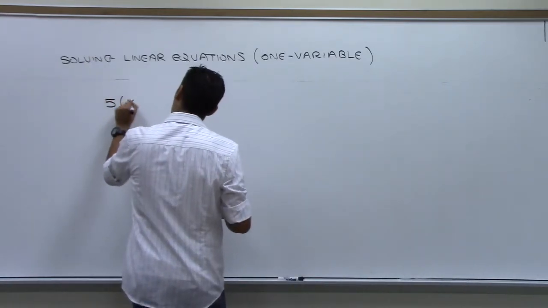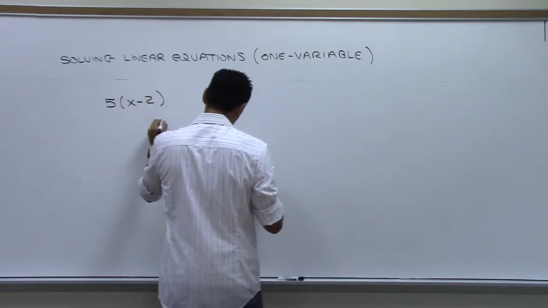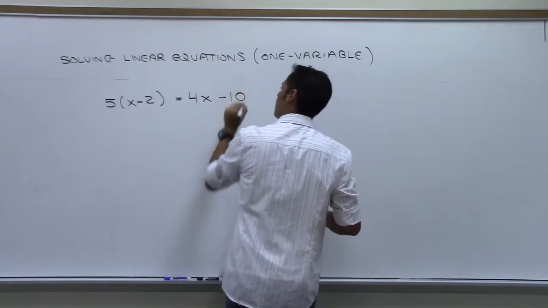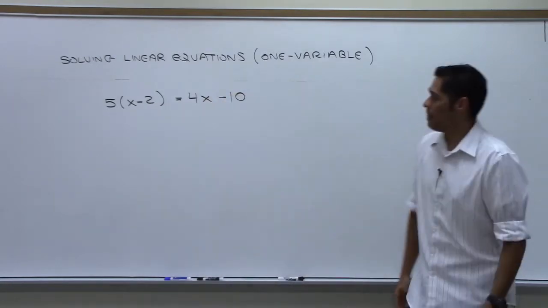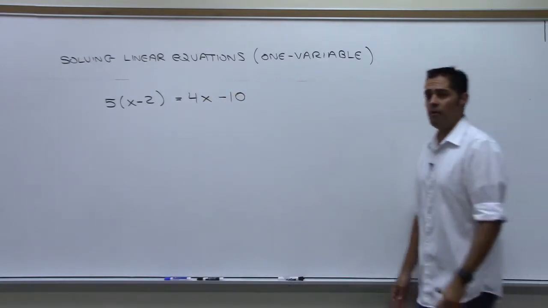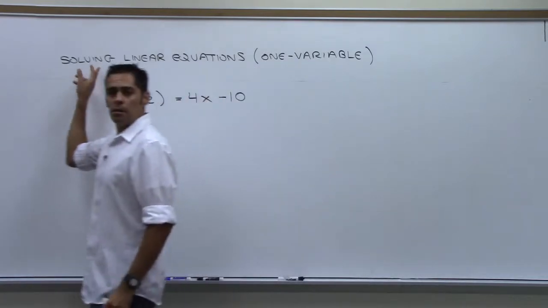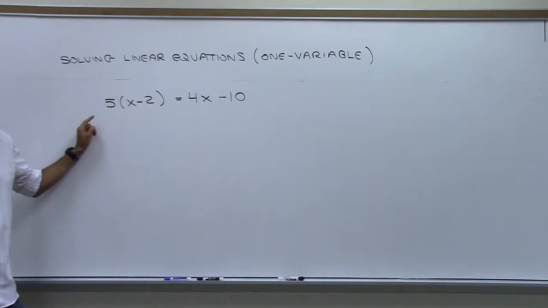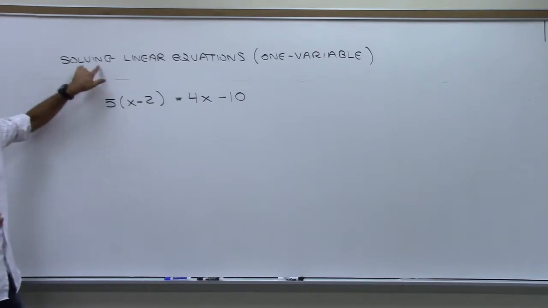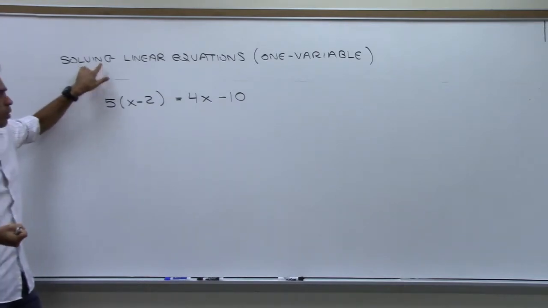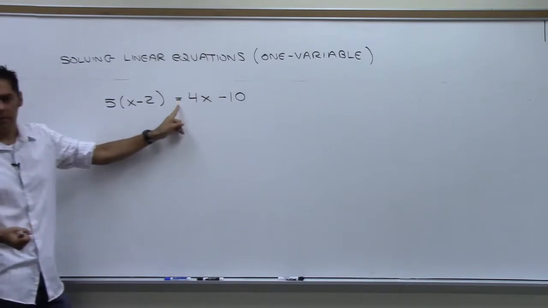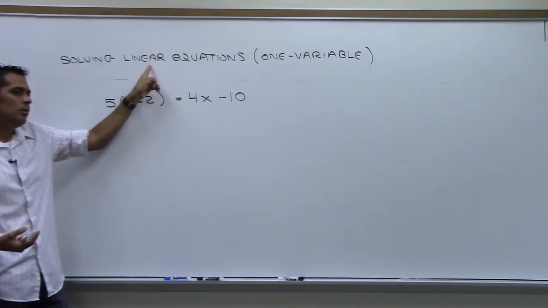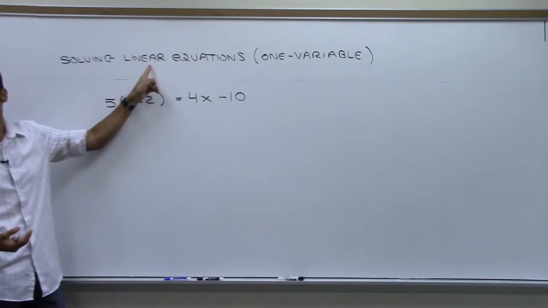5(x - 2) = 4x - 10. All right. So we're asked to solve, which means that we should get an answer, a numerical answer. You're working with an equation. We notice that we have the equal sign here, which creates the equation. It's linear. Now, what does it mean that it's linear?